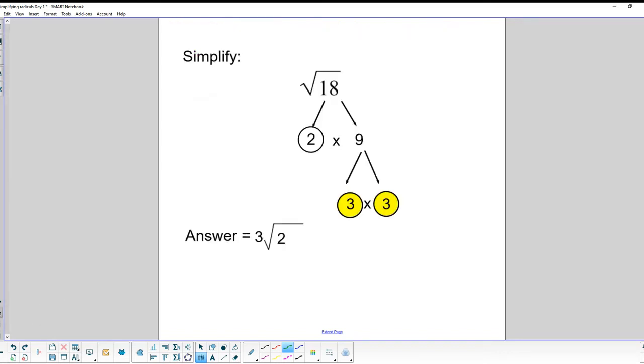So let's look at our first one. We have the square root of 18. This breaks down into 2 times 9. And 9 further breaks down into 3 times 3. So essentially what we're doing at this point is taking the square root of 3 times 3, which is 3, and we put it out front, and the square root of 2 is left over inside. So there's our final answer.